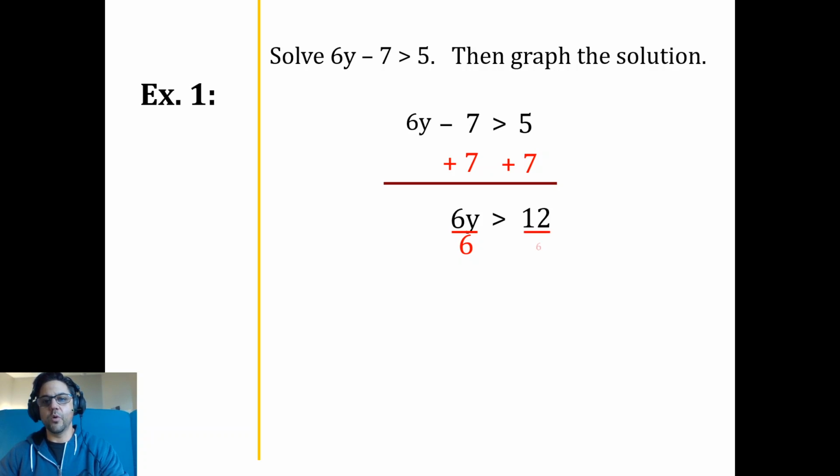Just getting ourselves warmed up because, again, it's really just the negatives that throw students off in Chapter 4. So if we practice nice with the positives, then we can be ready for the negatives. So y is greater than 2.